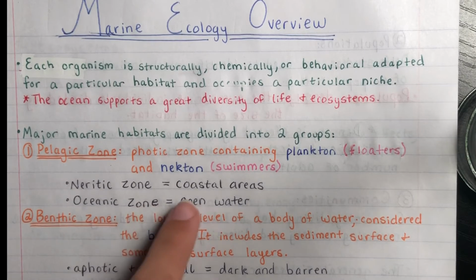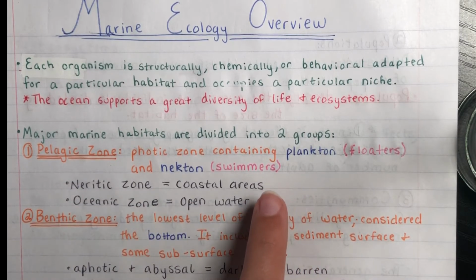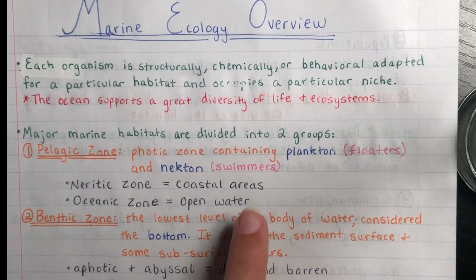Our neritic zone is our coastal areas. Remember, neritic is just that top open ocean. And our oceanic zone is that open water. When we think of the vast blue deep sea, we're thinking of the oceanic zone.